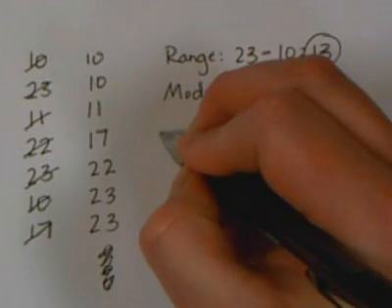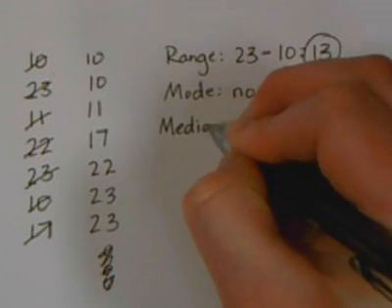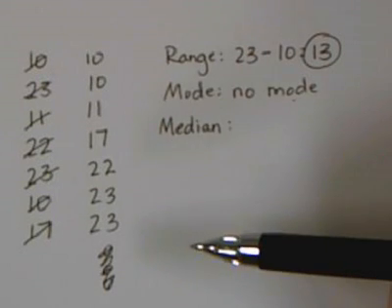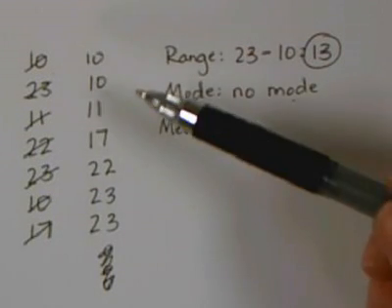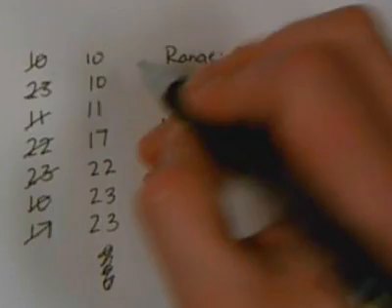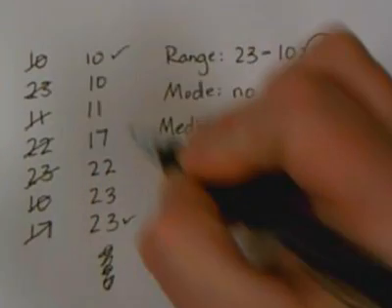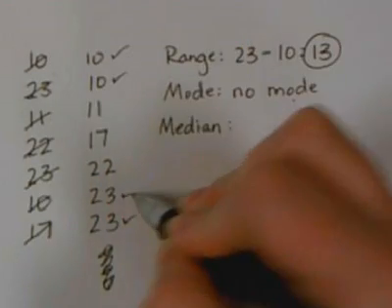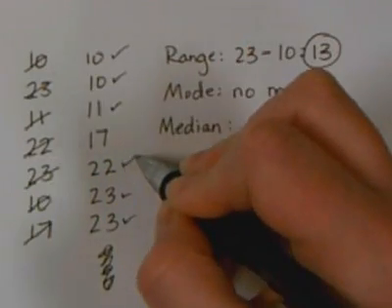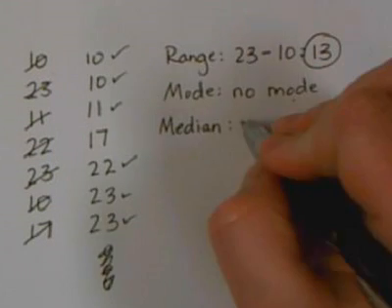Now let's find the median. To find the median, we think middle, and to find the middle number, we check one off the top and check one off the bottom. So check one off the top, check one off the bottom, check one off the top, check one off the bottom, check one off the top, check one off the bottom, and we are left with 17.